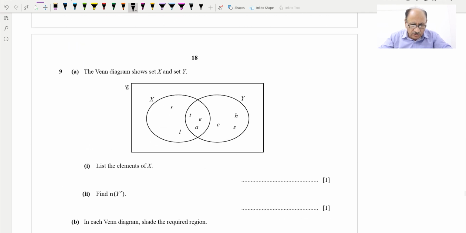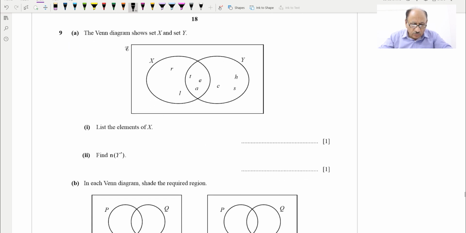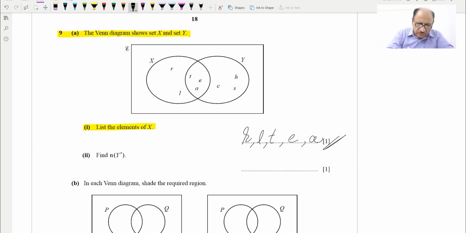Now question number 9. Part A says the Venn diagram shows set x and set y. List the elements of x. So x are these values: R, L, T, E and A. These are basically the set. So this is for 1 mark, which is done.